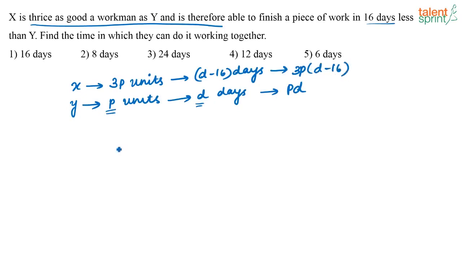Remember, for any given work, the total work is always the same. So you can equate these two, right? Both of these are the same, because the total units of work remains the same for any given work. Now if you solve this, what do you get?